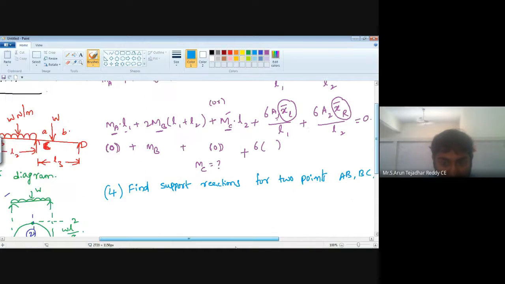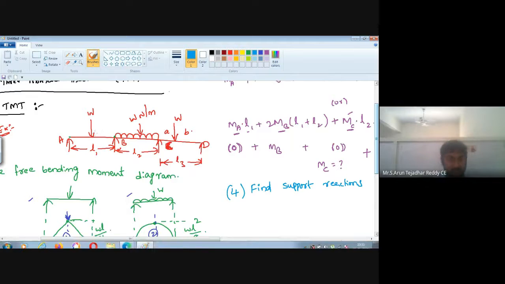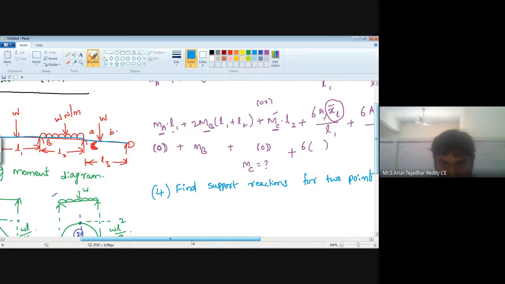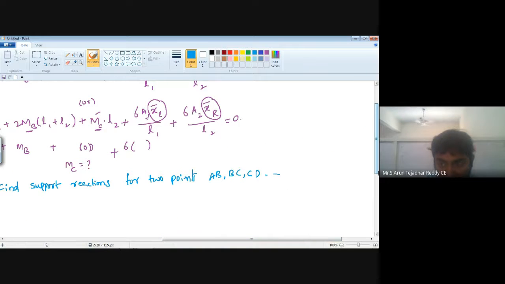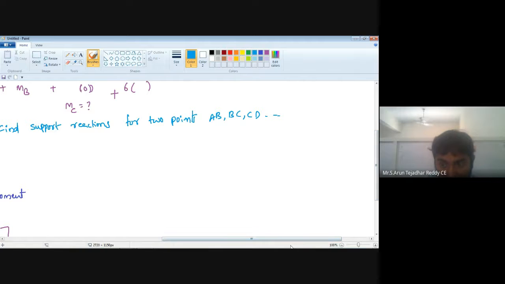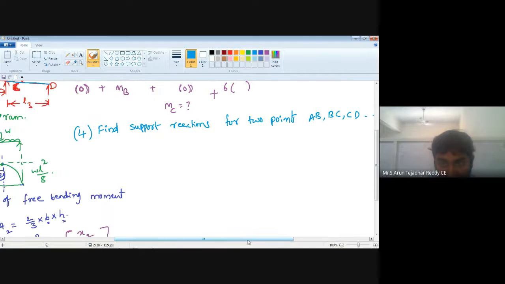Once observe in this diagram, suppose if you want to find out support reaction in this figure, first we need to consider from A to B. Okay, next consider from B to C. Next consider from C to D. So same way I have written here A, B, B, C, C, D.